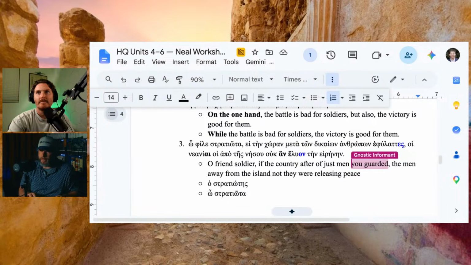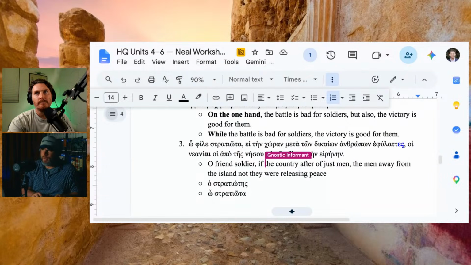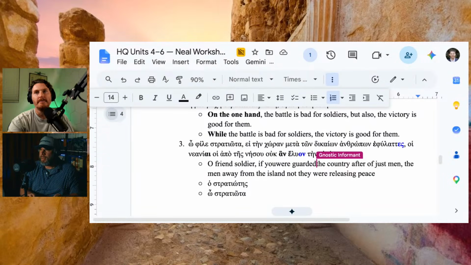Guarded. We're gonna move this over here. Yeah, if you were guarding. If you were guarding, right? Yeah, if you were guarding the country of just men. Or, yeah, it could be the land. Yeah, the land with the just men.